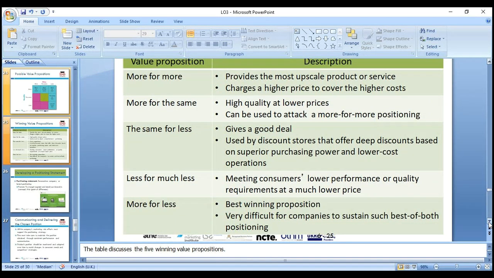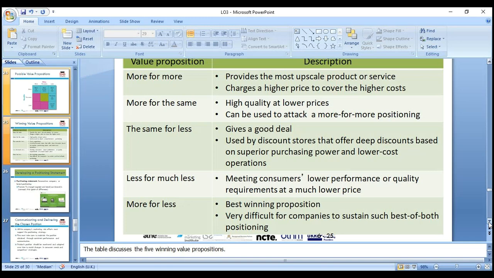Less for much less means meeting the consumer's lower performance or quality requirement at a much lower price. Maybe we can look at that, and thus we need to be focused, maybe not with digital accounting more, so it is less for much less. So we are offering the service cheaper than what we used to charge, because of course there is a lot of competition in the market.